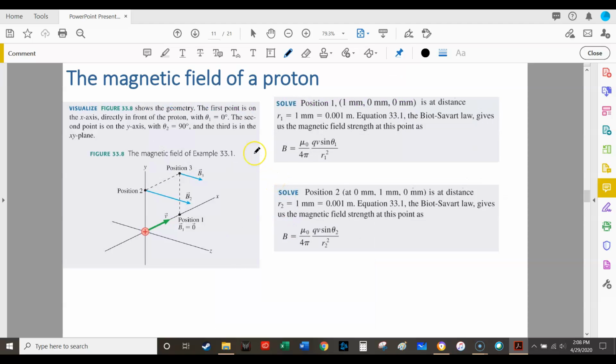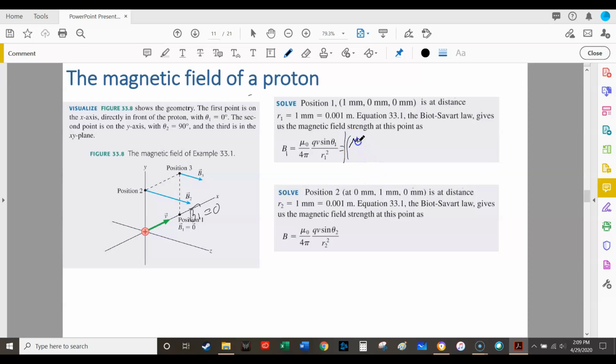So let's try it out. Overall, let's go ahead and take a look at the B field at position 1. And let's just confirm that the B field at position 1 is going to be equal to 0, as we suspect. Okay? So I'm going to go ahead and mark up this document. Again, we're just confirming that B1 is going to be 0.